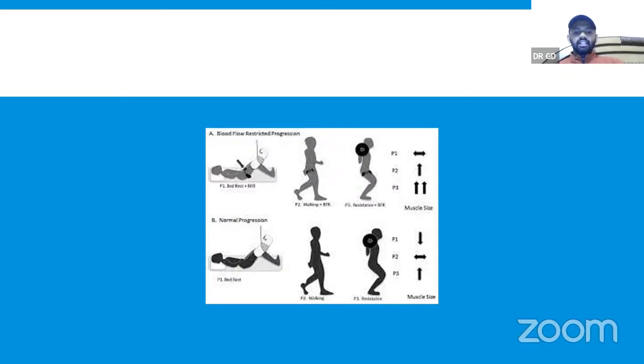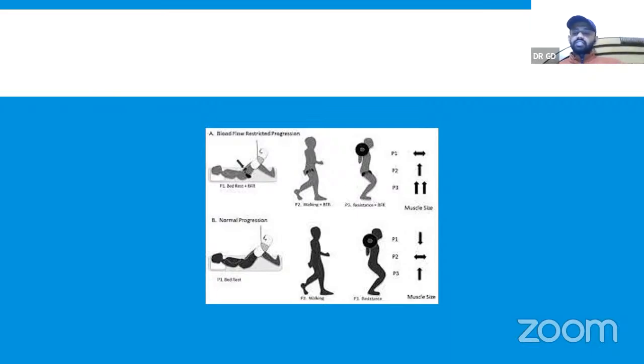As you see on the left side, there is a normal progression. Of course you'll be going for bed rest for a week at least. So you'll be losing phase 1, phase 2, phase 3. We can separate the rehabilitation process into 3 phases. Whether it is sports or the normal population, we still go for 3 phases of rehabilitation: the acute, the intermediate, and the advanced phase. Your exercise prescription and your intervention will change according to the phase.